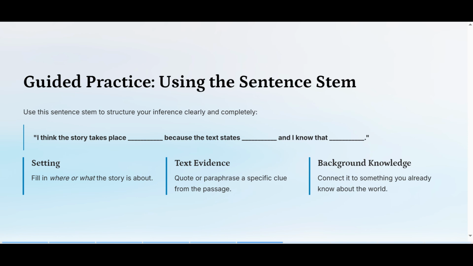The setting: fill in where or what the story is about. Text evidence: quote or paraphrase a specific clue from the passage. Background knowledge: connect it to something you already know about the world. So go ahead and do that right now. We will check your work in a little bit.